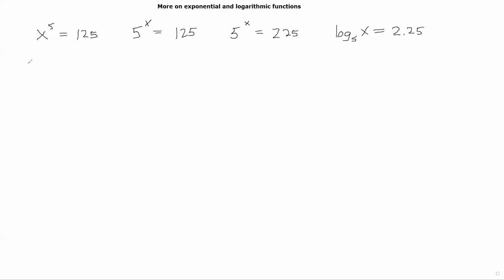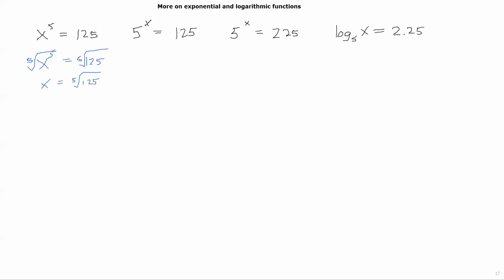So if we wanted to solve x to the 5th equals 125, we need to undo the 5th power, so let's do the 5th root. And of course, if we do it to one side, we have to do it to the other. So x is equal to the 5th root of 125, and you can go to a calculator and find out what that number is equal to if you're interested.